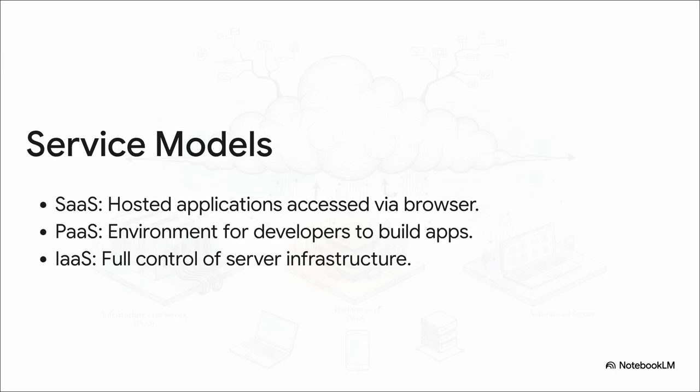Finally, at the base, we have Infrastructure as a Service, or IaaS. This is the raw engine room. Services like Amazon EC2 give businesses total, hands-on control over virtual servers, storage, and networking on demand. Really, the main difference between these 3 is simply a matter of how much control you want versus how much you want the vendor to handle for you.